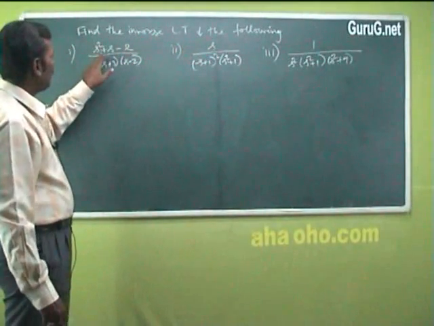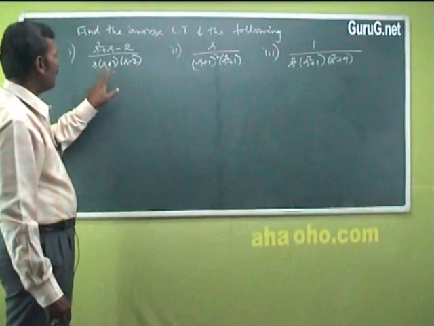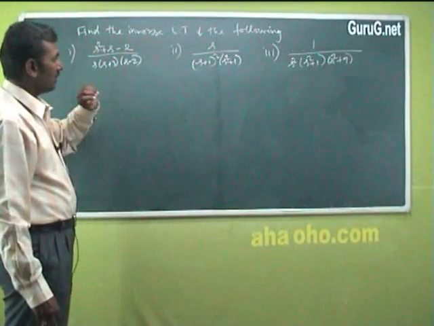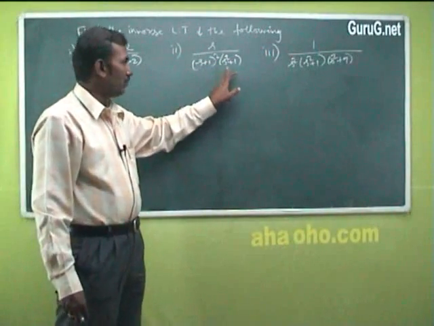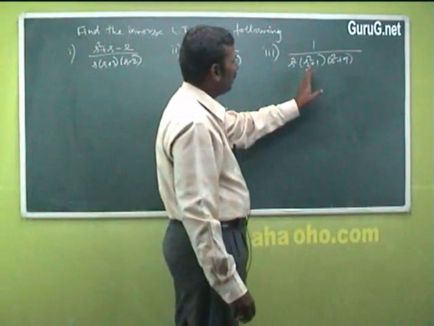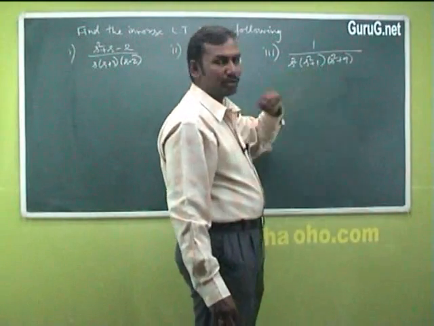Find the inverse Laplace transform of the following. First one, s squared plus s minus 2 by s into s plus 3 into s minus 2. The second question, s by s plus 1 the whole square into s squared plus 1. Third one, 1 by s squared into s square plus 1 into s square plus 9.